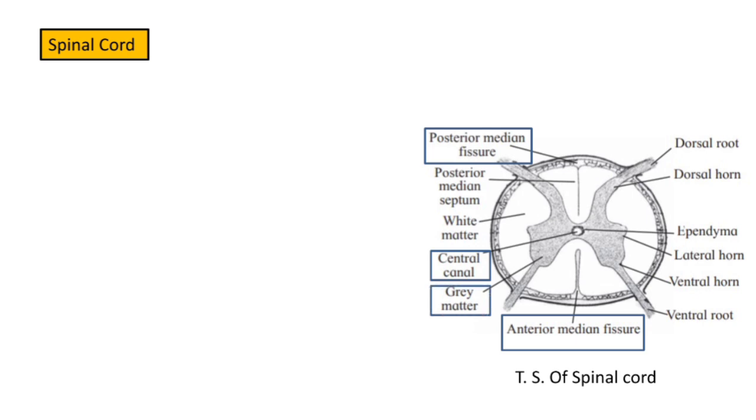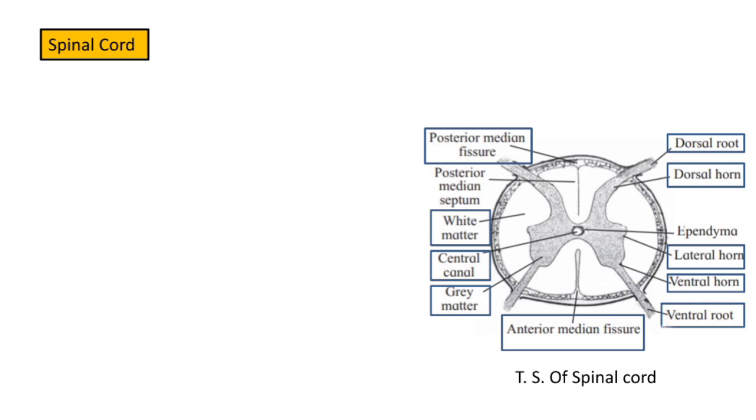The gray matter is somewhat H-shaped or butterfly shaped and is on the inner side, while the white matter is on the outer side. The fissures divide the gray matter into horns, namely dorsal horn, lateral horn, and ventral horn, while the white matter is divisible into columns or funiculi, namely dorsal, lateral, and ventral funiculi. The dorsal and ventral horns extend out of the spinal cord as a dorsal root and a ventral root of spinal cord respectively.